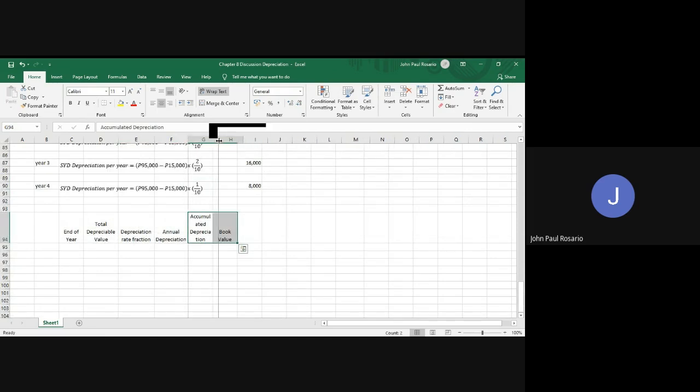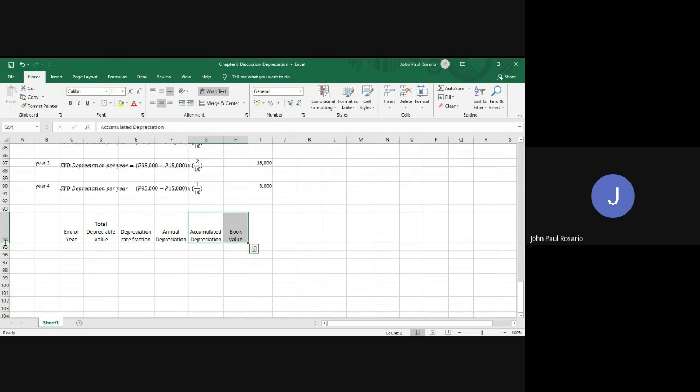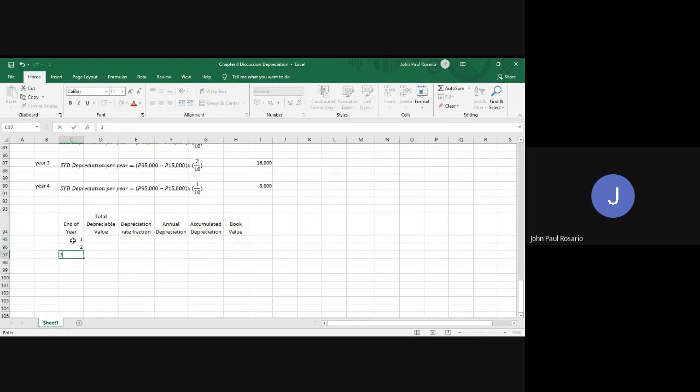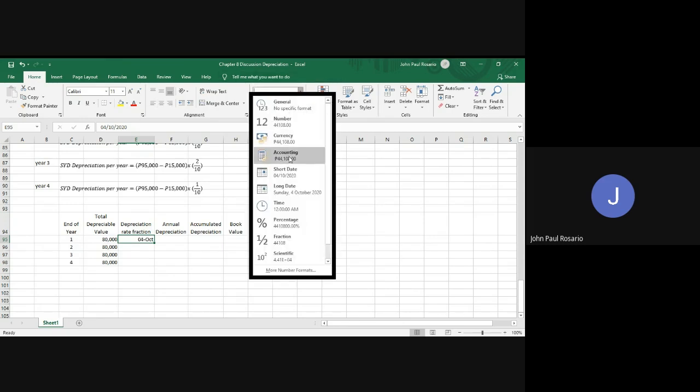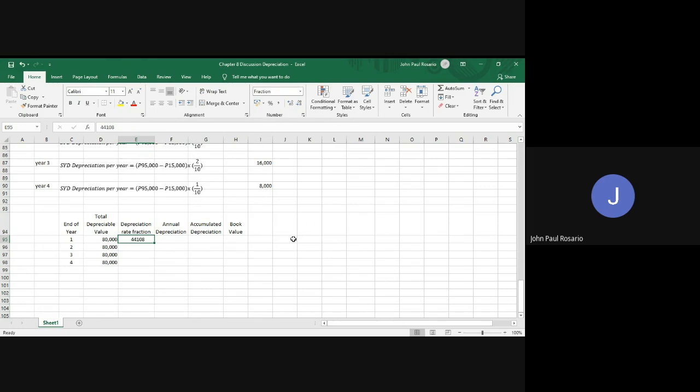Okay. So with that, we have again 4 years. So that's 1, 2, 3, 4. Center. Total depreciable value is again 80,000 because that is 95,000 less the salvage value. Original cost less the salvage value. Depreciation rate fraction, we know that is 4 over 10.